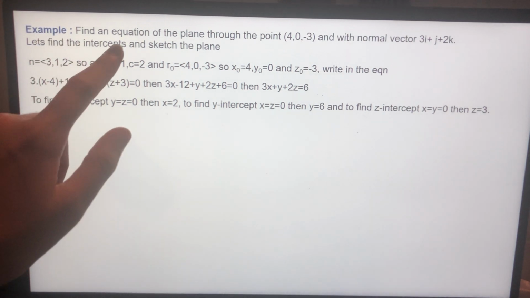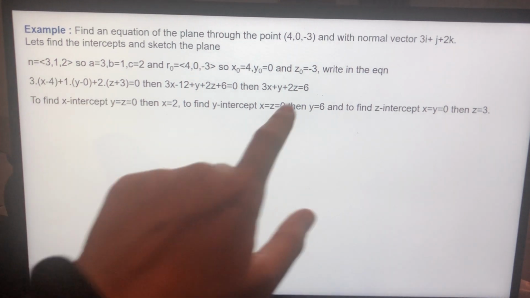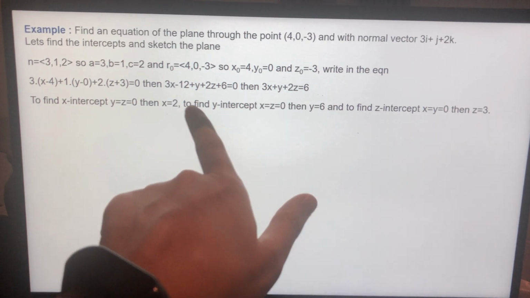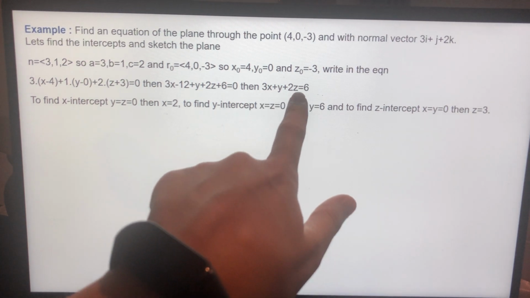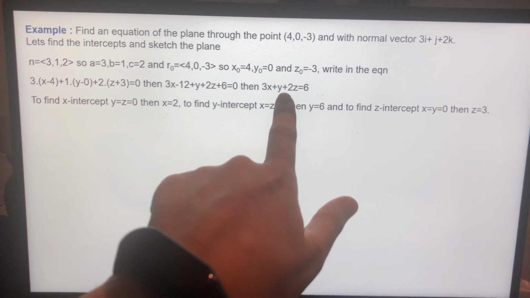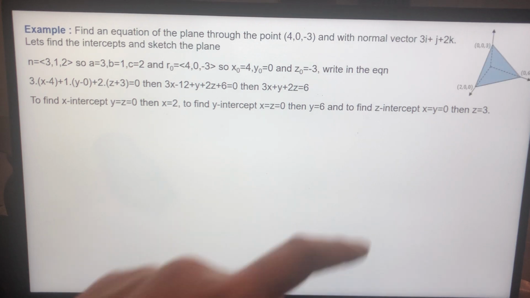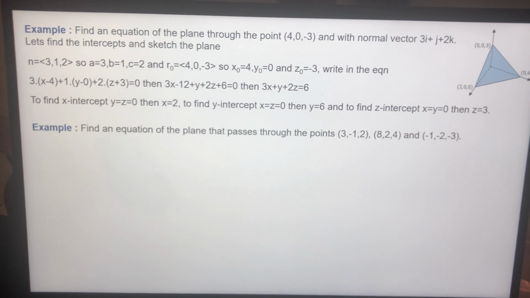And to be able to find the intercepts of x, y, and z axis, you need to give zeros for the others. For the x-intercept, give y and z 0. 3x will be 6, x will be 2. For y-intercept, give x and z 0, y will be 6. And for the z-intercept, give x and y 0, then z will be 3. And since you know these intercepts, you can plot the part of the plane in the 3D space, as you can see. Okay? This is just one simple example.